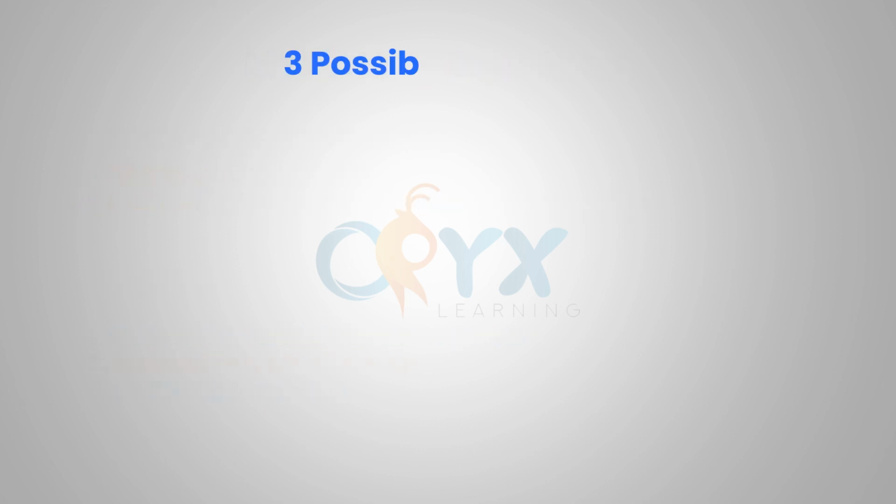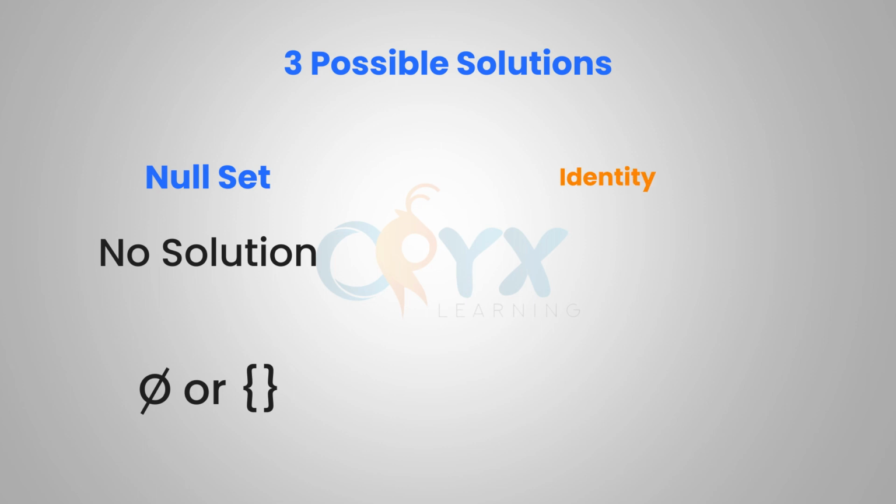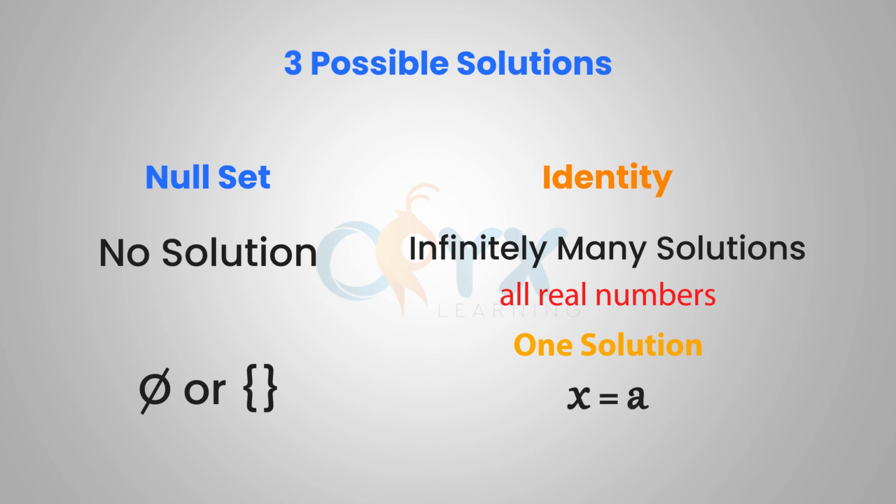And remember, when solving, there are 3 possible solutions. The null set, which is no solution, and we can write that as the 0 with a line through it, or the empty set brackets. The identity, which is infinitely many solutions, and we'll write it as all real numbers. Or one solution, x equals some number, in this case we'll call it a, so x equals a.